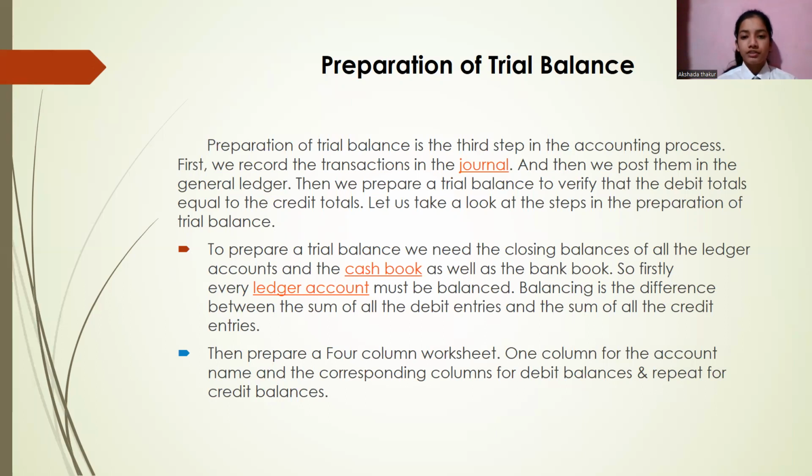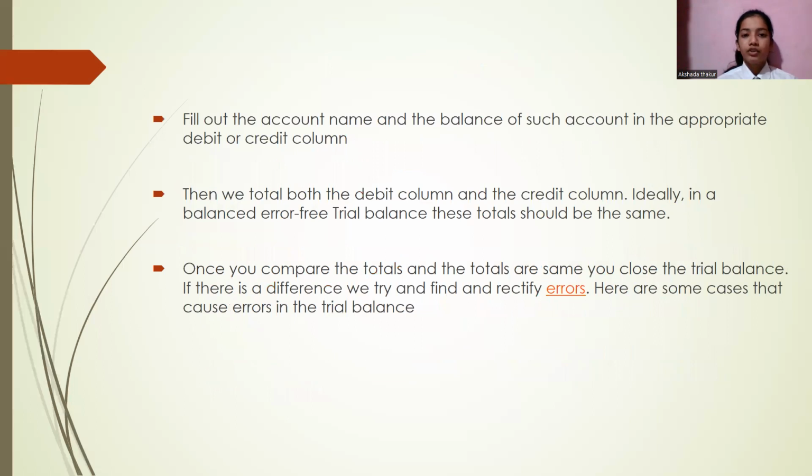To prepare a trial balance, we need closing balances of all the ledger accounts and the cash book as well as the bank book. So firstly, every ledger account must be balanced. Balancing is the difference between the sum of all the debit entries and the sum of all the credit entries. Then prepare a 4-column worksheet: one column for account name and the corresponding column for debit balances, and repeat for credit balances. Fill out the account's name and the balance of such accounts in the appropriate debit and credit column.